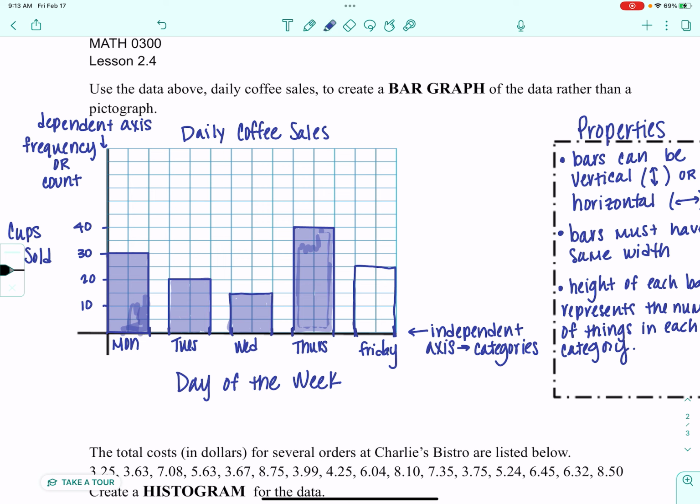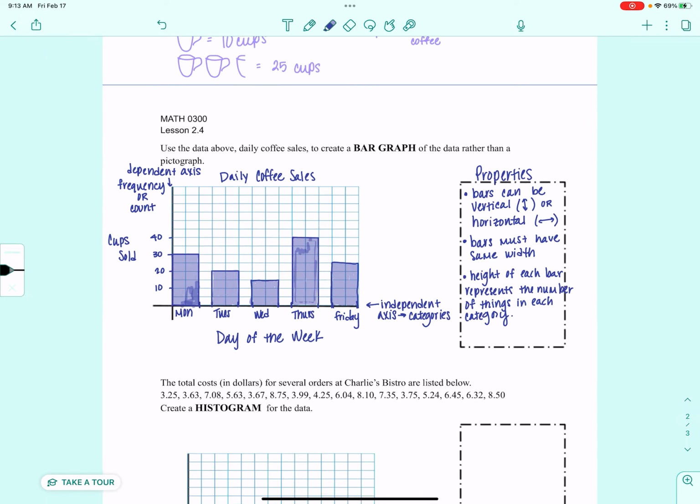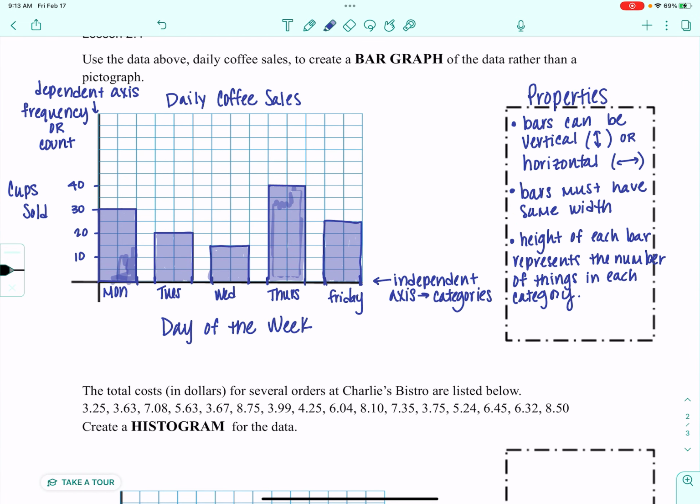I was a math major, not an art major, so forgive my wonky rectangles. And there you have your bar graph for daily coffee sales for Charlie's Bistro. In the next video, we will talk about the histogram.